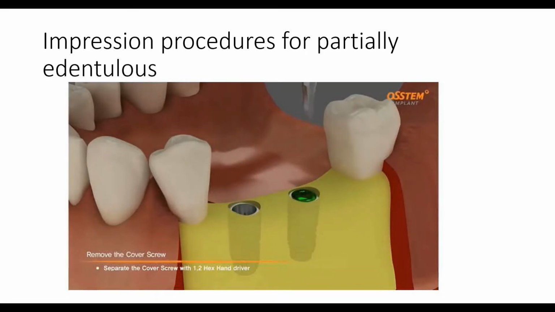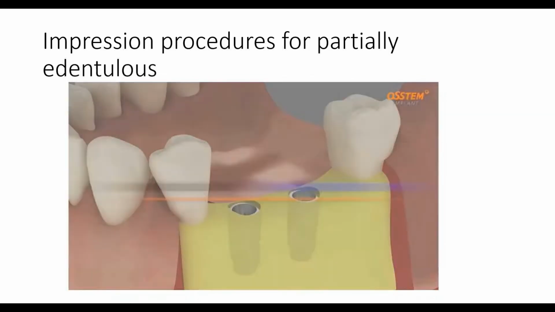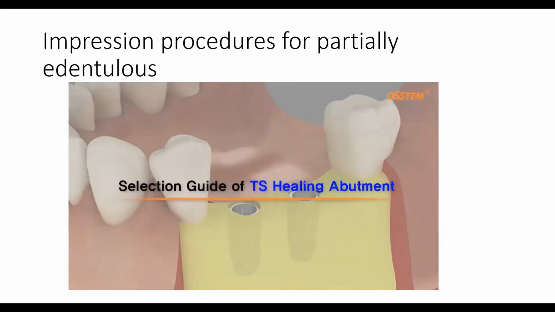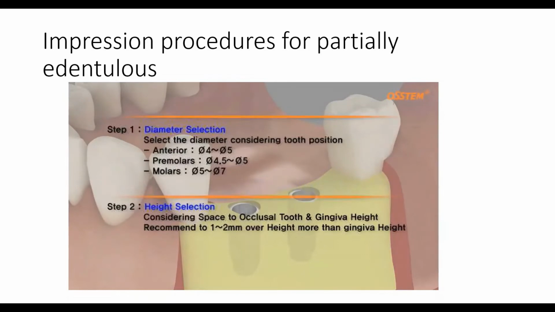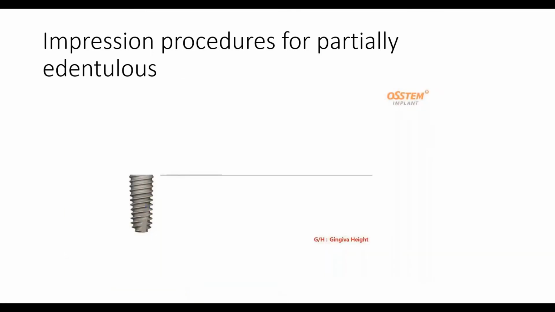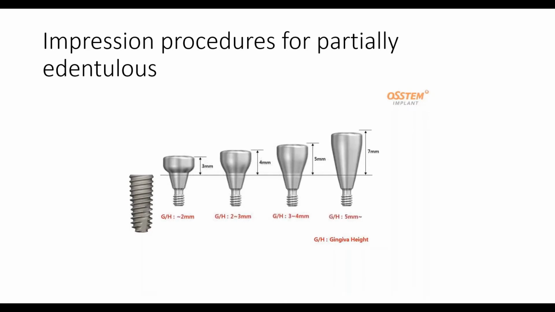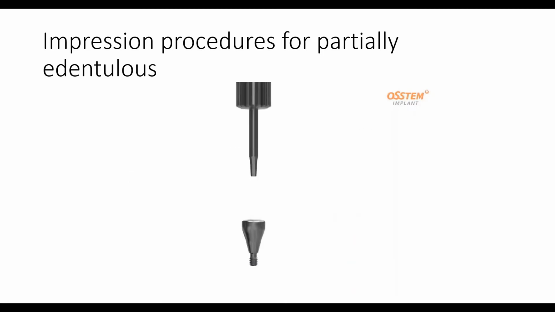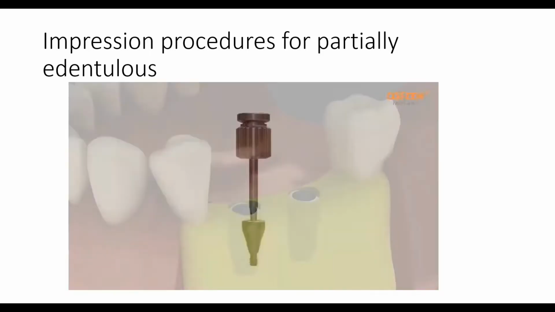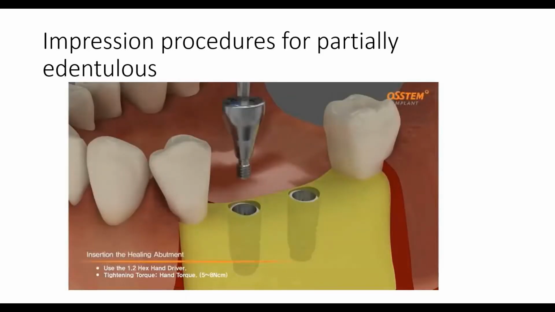So once the implant is osseointegrated, the screw is removed from the fixture and the healing abutment is placed. There are criteria for selection of healing abutment. Suppose the thickness of mucosa is more, so we need to go for a taller healing abutment. There are various sizes available in terms of height and in terms of diameter. So depending upon the tooth, we can select the healing abutment and we can torque it onto the implant surface.